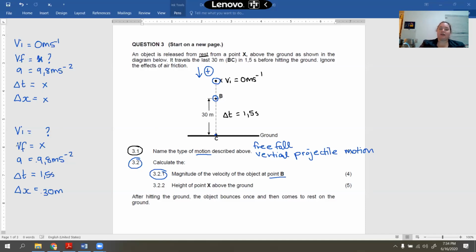The next thing is our equation that we're going to use here, the equation without VF, and that's delta X is equal to VI delta T plus a half A delta T squared. I'm going to tell you this, and today I'm hopefully not going to mess it up. The squared is where most people mess up on this one. Also be very cautious.